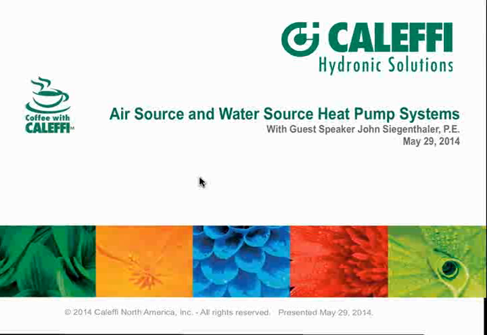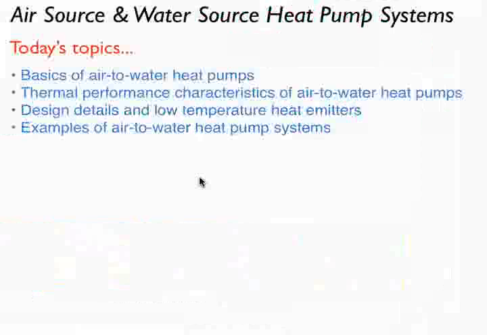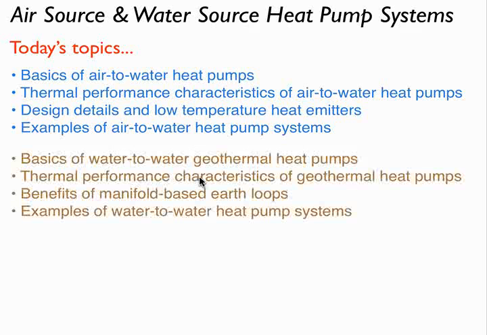So, some basics. We'll start off with the air-to-water heat pumps. These are a lesser-known type of heat pump currently in North America, but globally they're widely used by the hundreds of thousands. We'll look at some of their thermal performance characteristics and some design examples. Then we're going to move over to water-to-water heat pumps, specifically geothermal applications. Again, we'll look at performance characteristics, and at different types of earth loops, traditional earth loop construction as well as manifold-type earth loop construction. And finally, we'll wrap up with a couple of systems with some modern hydronics technology.